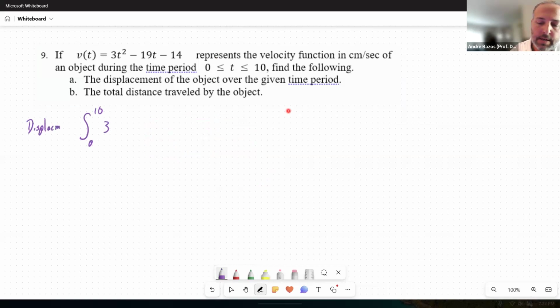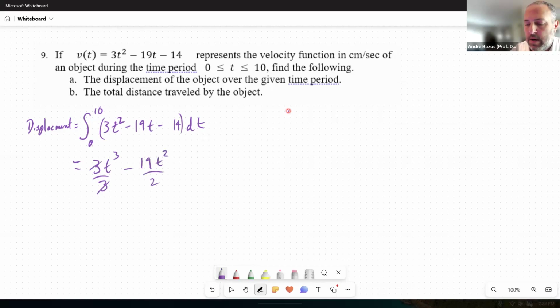Displacement equals the integral from 0 to 10 of 3t squared minus 19t minus 14 dt is what we're taking over there. So this is an easy integral. Let's go for it. We're going to do 3t cubed over 3. Nice, those are going to divide. Minus 19t squared over 2 minus 14t, and we're going to go from 0 to 10.